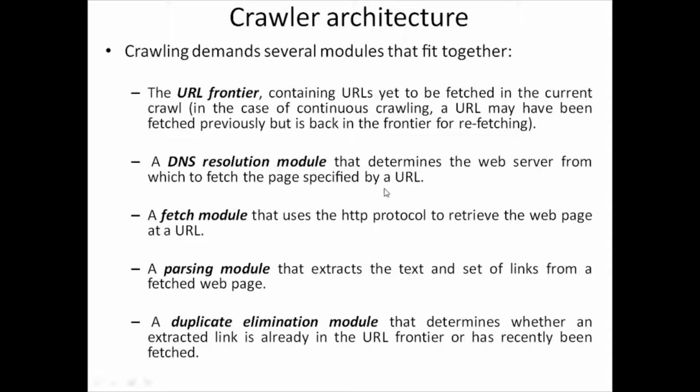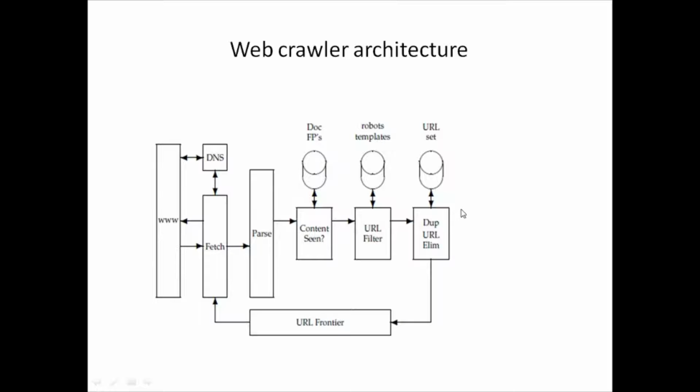So these are the modules which we have discussed: the URL frontier, DNS resolution module, fetch module, parsing module, and the duplicate elimination module. This duplicate elimination module will decide whether we have to discard the corresponding URL. If it is a duplicate, if the URL is already in the URL frontier, it will be discarded. And if it is non-continuous crawling, and the URL was recently visited, in that case also it will be discarded.